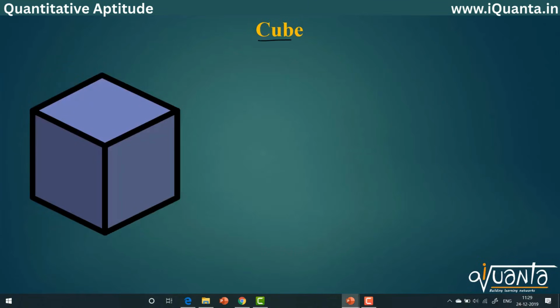Let's look into the next solid figure we have. It is a cube that you are very familiar with. So basically this is the figure of a cube. A cube has 12 edges. It has 6 faces. So let me write it: 12 edges, 6 faces. All faces have equal area. All edges are equal. And a cube has 3 dimensions, which are length, breadth and height. All of them are equal. So length will be A, breadth will be A, and height will also be A.